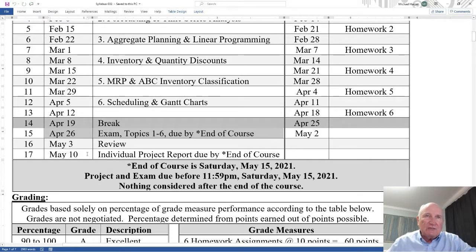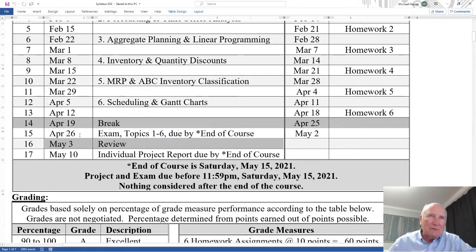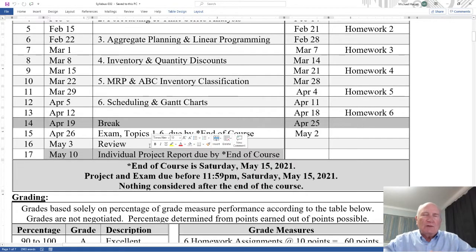Now, for the individual project reports, I'll also give a review. I'll probably give that review earlier than that. For these project reports, I have different options, which I'll talk about later. It's just putting together a report and submitting a report.